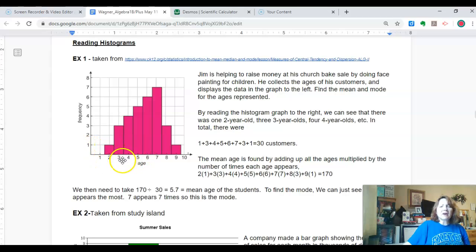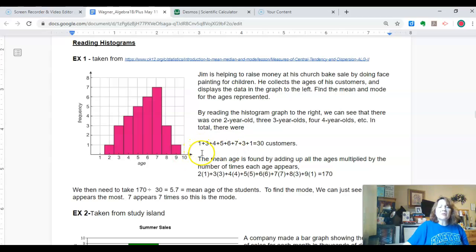You have 3 3-year-olds. You have 4 4-year-olds. You have 5 5-year-olds. You have 6 6-year-olds. You have 7 7-year-olds. But then you have 3 8-year-olds. You have, looks like just 1 9-year-old. It looks like it's between 9 and 10, but I'm just going to say 9-year-old.